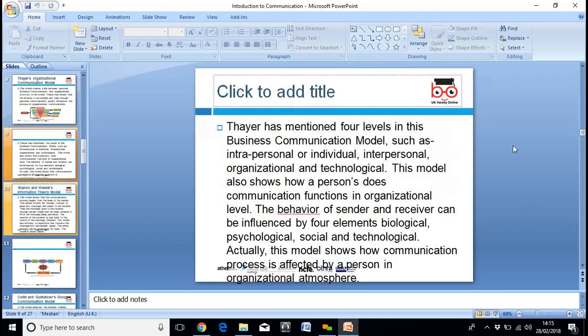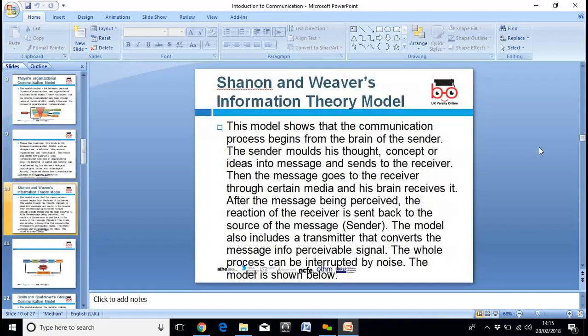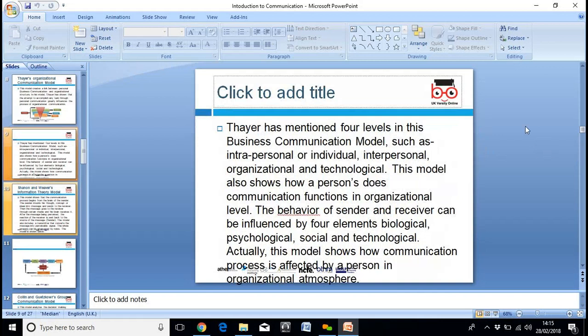Thayer has mentioned 4 levels in this communication model. Such an interpersonal or individual interpersonal organisation and technological system, this model also shows how a person does communication functions at organisational level. The behaviour of the sender and receiver can be influenced by 4 elements: biological, physiological, social, and technological. Actually, this model shows how the communication process is affected by a person in an organisational atmosphere.